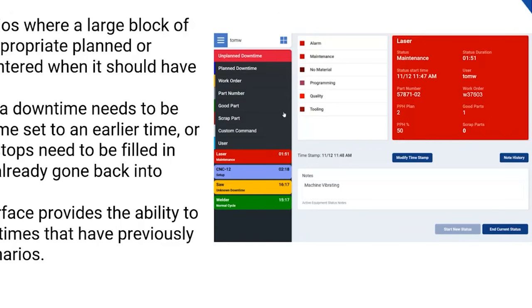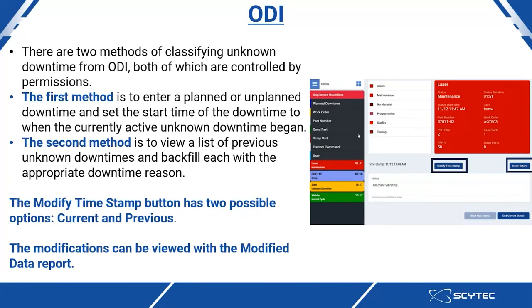And if you need to put that machine back into another unplanned or planned downtime, you can select one of the reasons there. What we are looking at for unplanned downtimes include things like alarms, maintenance, no materials, programming, and more. You can also see there are options for a modified timestamp and note history that I'm going to be discussing in the next slide after this one.